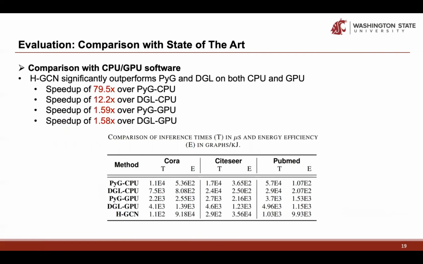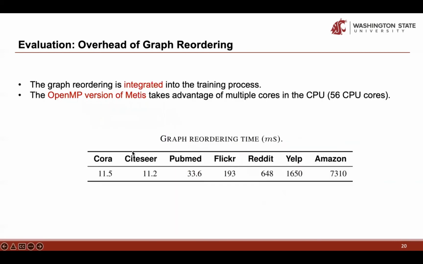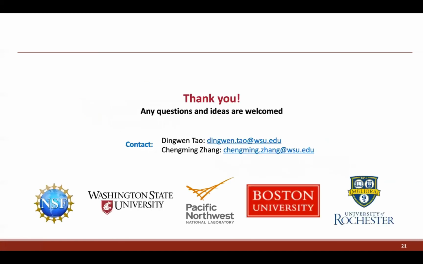We also do a comparison with CPU and GPU software. As you can see, H-GCN significantly outperforms PyG and DGL on both the CPU and the GPU. We also evaluated the overhead of graph reordering. The graph reordering is integrated into the training process. The OMP version of METIS takes advantage of multi-core CPUs. The table shows the overhead of graph reordering. Thank you.